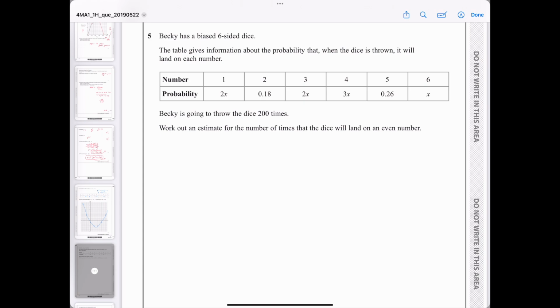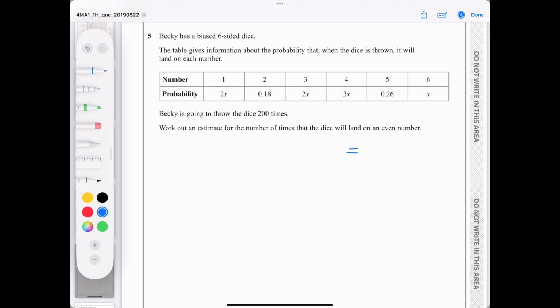Now, we know that all of the different probabilities will add up to 1, because that's the most they could add up to, or 100 if you were using percentage, but we're going to use 1. So we know that 2x plus 0.18 plus 2x plus 3x plus 0.26 plus x equals 1. So 2x plus 2x plus 3x plus x would be 4x, 7x, 8x. And then 0.18 plus 0.26, I think it's 0.44.